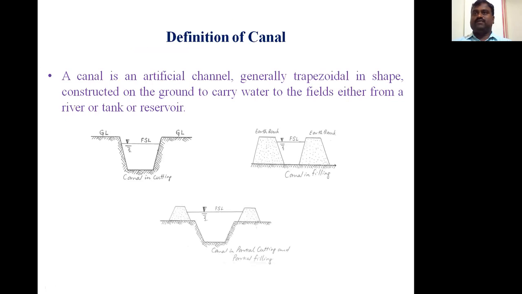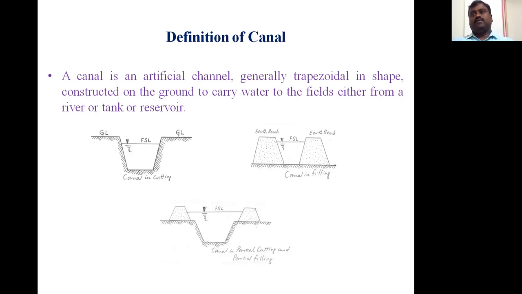Let us take initially the definition of canal. Basically, canal is an artificial channel which is generally constructed in trapezoidal shape to feed the water to the agricultural fields from various water resources.